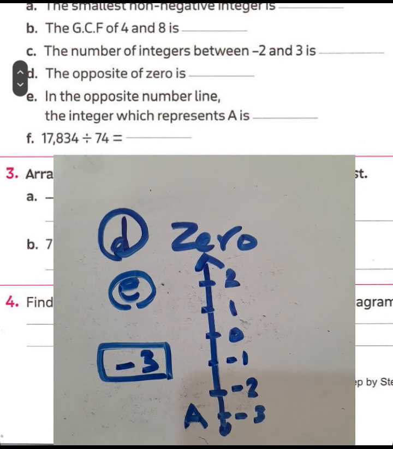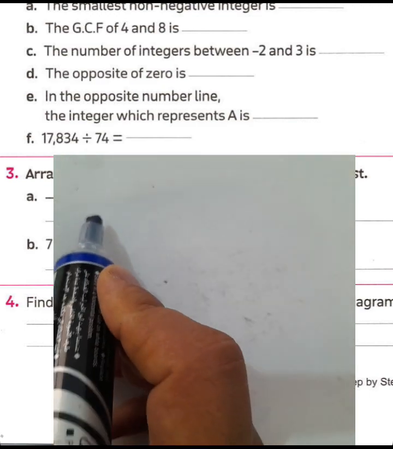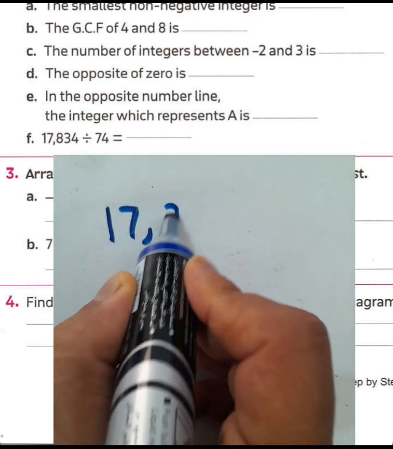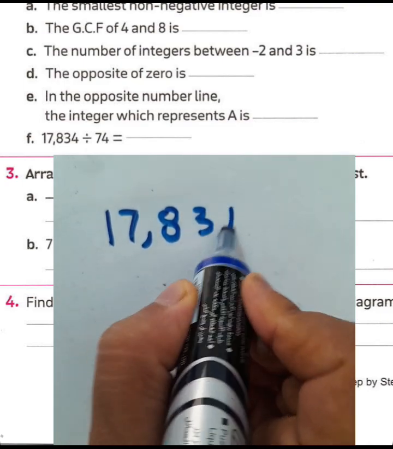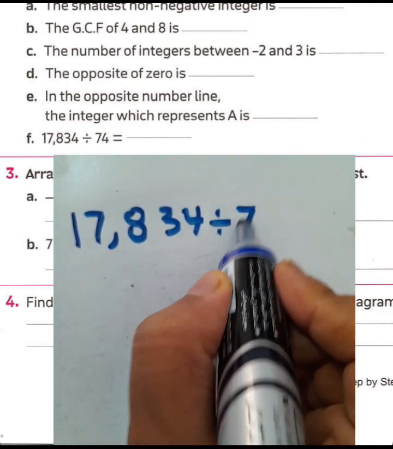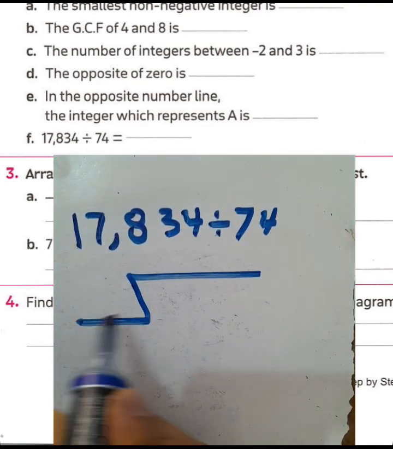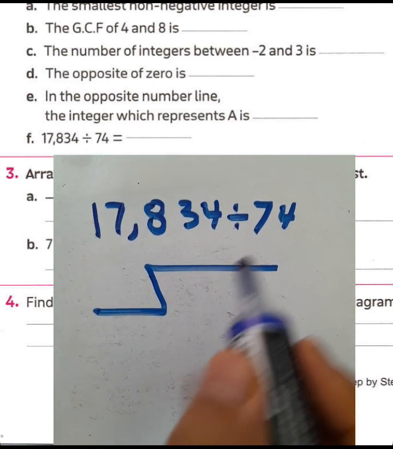We have long division here. You'll find the quotient of 17,834 divided by 74. We can use long division between the two numbers here to find the quotient.